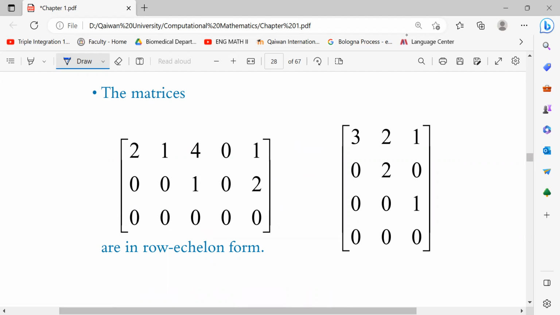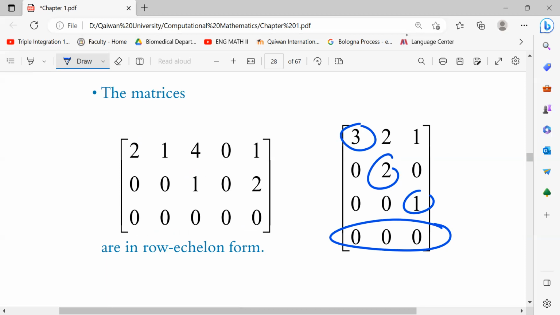Then, for each two successive rows, the leading entry of the below one must be to the right of the leading entry of the above one. This is the leading entry, and this is to the right. It's okay. And here you have no leading entry. It's okay. So it satisfies both conditions of the row echelon form. This one also. These are the leading entries. That's all. So these matrices are in row echelon form.